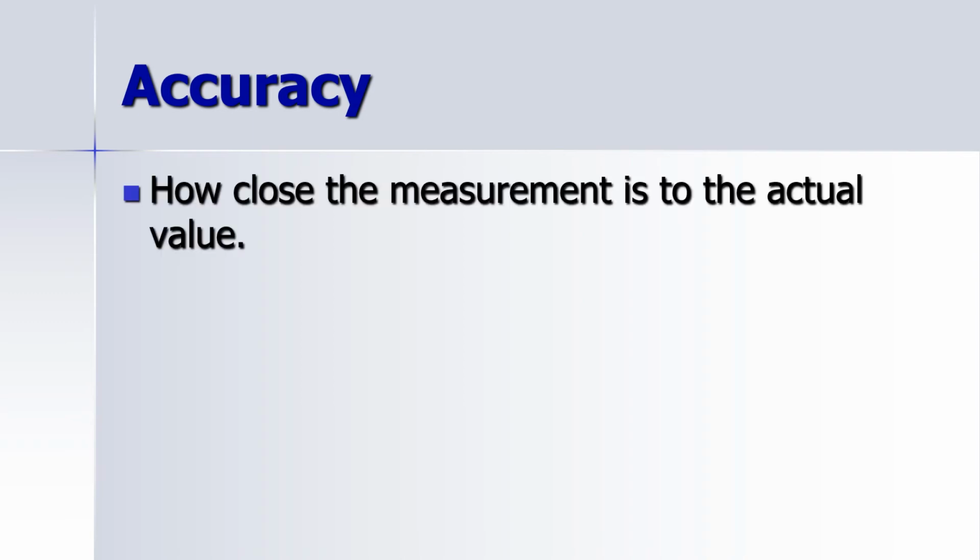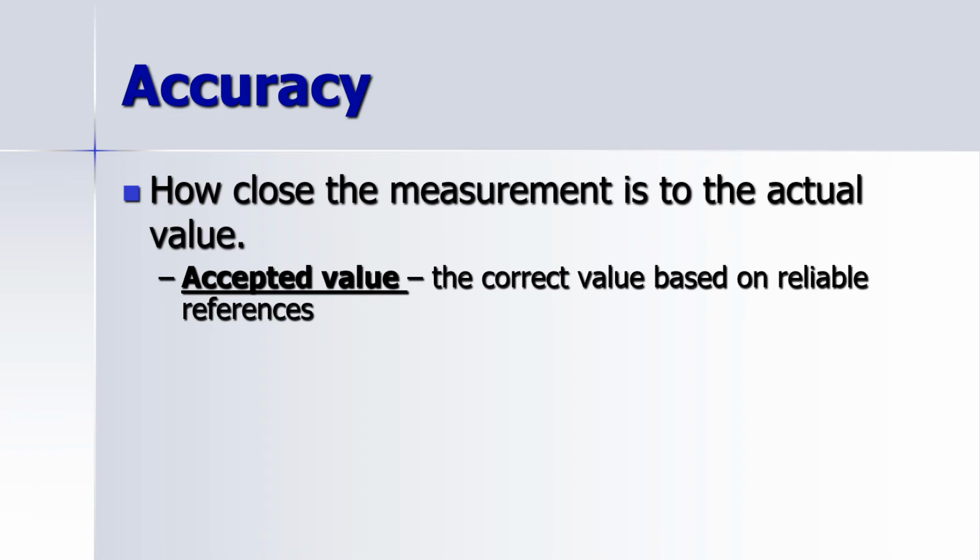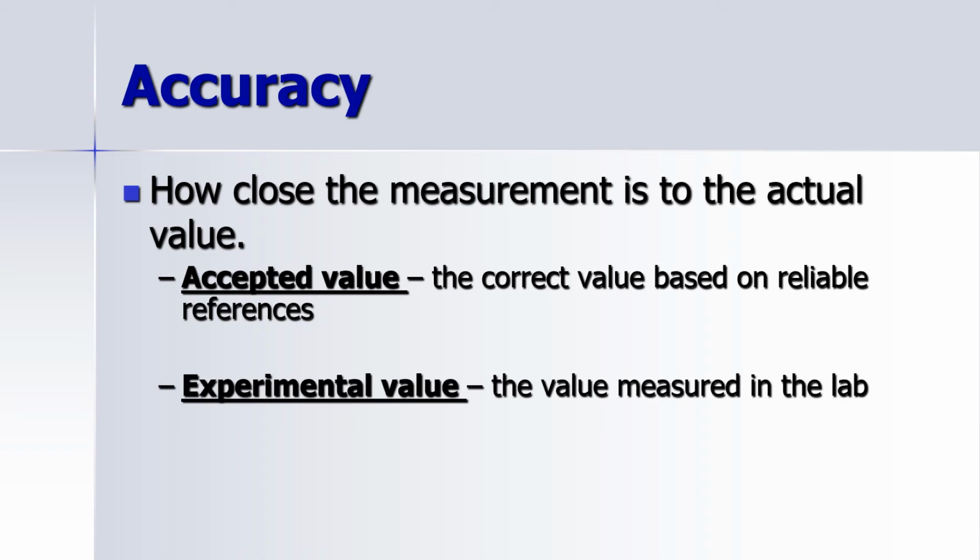So accuracy, as we said, is basically how close our value is to an actual value. So we refer to an accepted value from a trusted source, a reliable reference, something like that, and then we compare our experimental value, which we collected in the lab, with that accepted value.